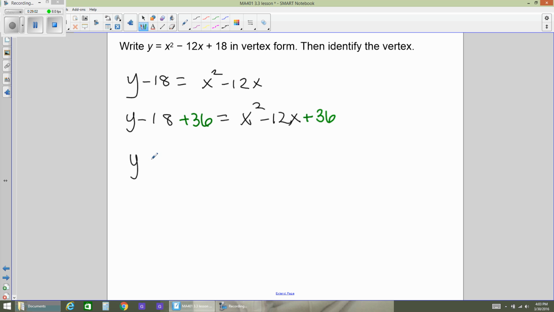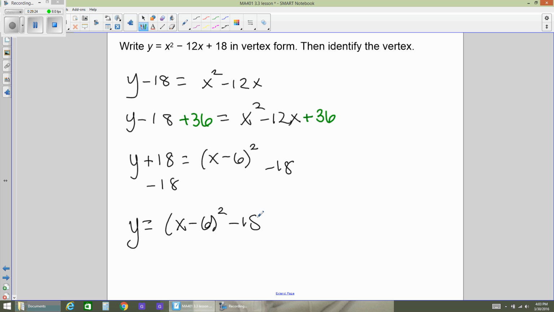So simplify and factor. That's y plus 18 equals the quantity of x minus 6 squared. I'm almost done. I just need to subtract the 18, and I get y equals the quantity of x minus 6 squared minus 18, whose vertex is the opposite of what you see and what you see. So 6 and negative 18.